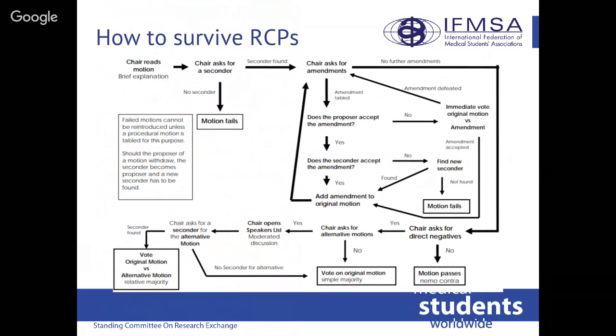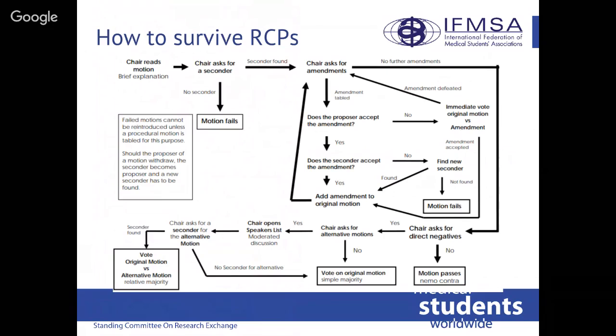If there are no amendments, then you will continue to direct negatives. If there is a direct negative, then we will continue and ask for alternative motions. In case the chairperson doesn't ask for direct negatives, the motion will pass nemo contra, which means without anyone against. If there are no alternative motions, the proposal will be voted on and has to be accepted by a 2/3 majority.